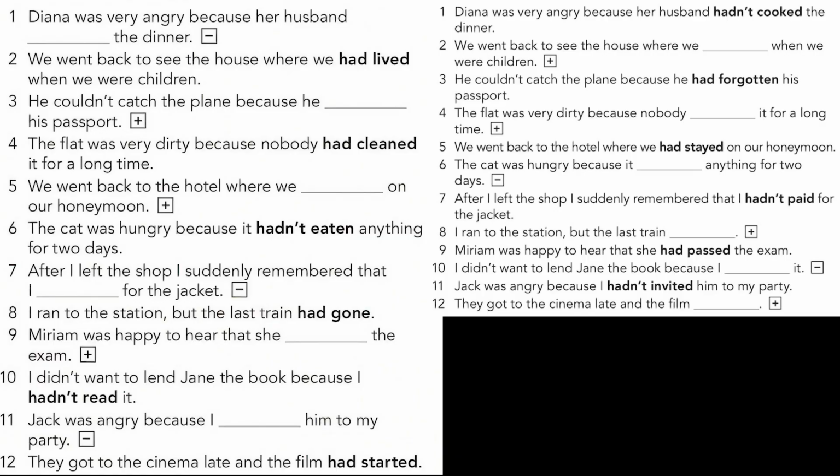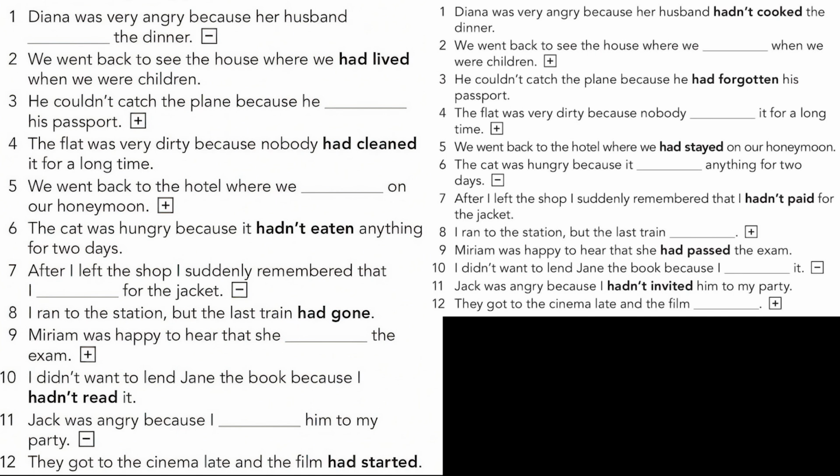One. Diana was very angry because her husband hadn't cooked the dinner. 2. We went back to see the house where we had lived when we were children. 3. He couldn't catch the plane because he had forgotten his passport. 4. The flat was very dirty because nobody had cleaned it for a long time. 5. We went back to the hotel where we had stayed on our honeymoon. 6. The cat was hungry because it hadn't eaten anything for 2 days.